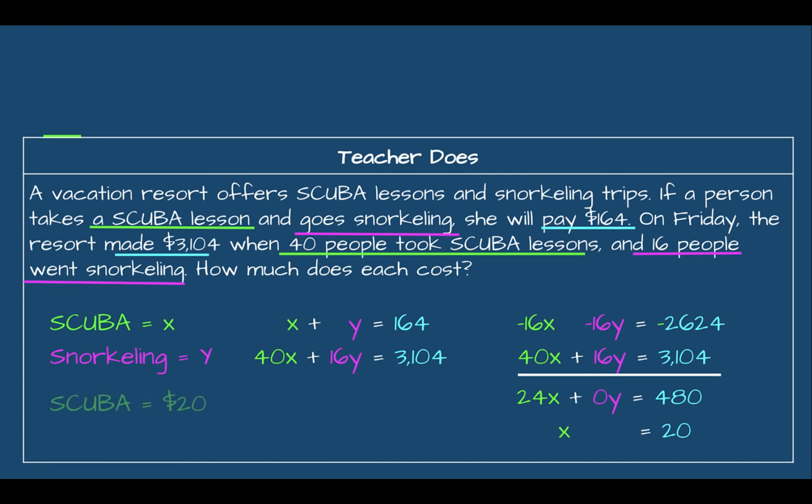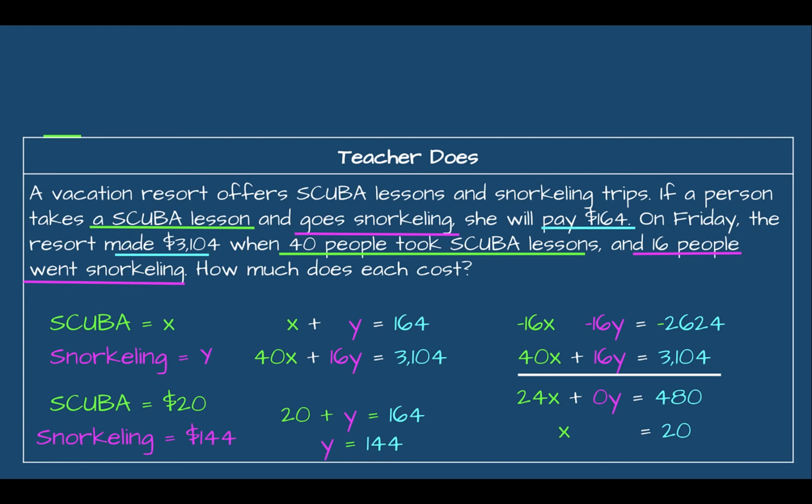So, scuba must be equal to $20, because that's what X was. Now, to figure out my other total, I just plug that back into one of the equations. So I'm going to choose the top one. 20 for scuba plus snorkeling is 164. So Y is 144. Snorkeling must be $144.